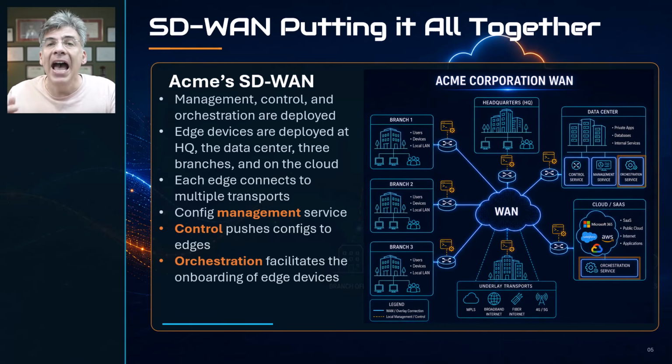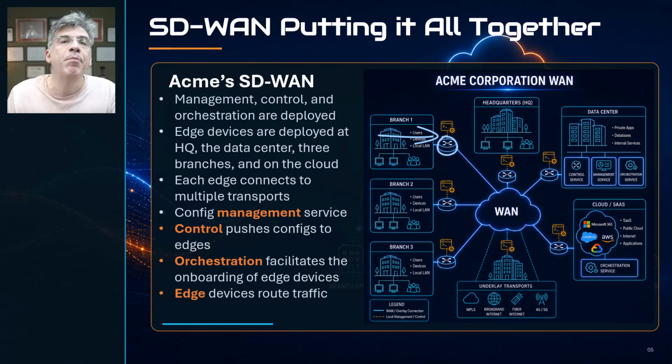the fabric. After that, the branch LAN sends traffic to the local WAN edge, and the WAN edge looks at the routing information, policy, application, destination, and available paths. And then it forwards the traffic over the appropriate transport or overlay path.